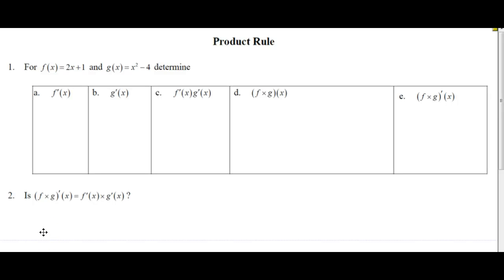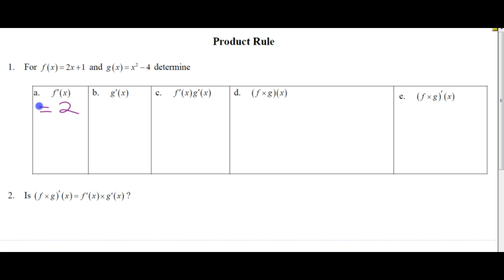The product rule, which after you do a couple hundred of these, you'll know because it's not on your formula sheet. So there's some rules you must know. This is one. Let's say we have two functions, f of x, which is 2x plus 1, and g of x, which is x squared minus 4. Determine, it's really almost kind of state, I guess. But yeah, what's f prime of x?